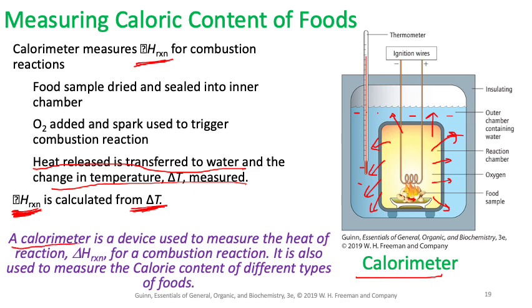So a calorimeter, we can say, is a device normally used to measure the heat of the reaction for a combustion reaction, right? And it can also be used to measure the caloric content of different samples of food, right? How much energy different samples of food can provide to you. So this is how we normally use a calorimeter.